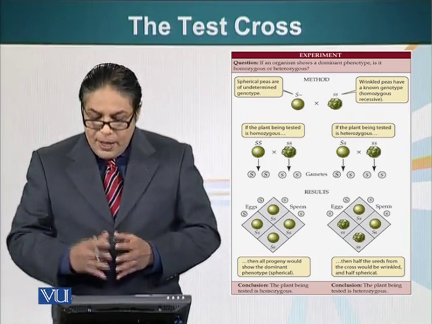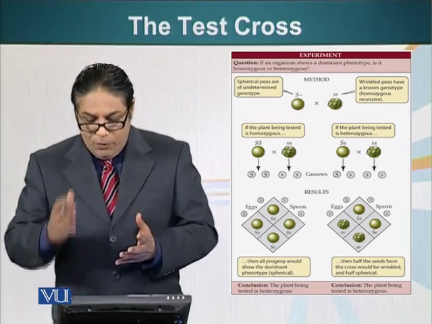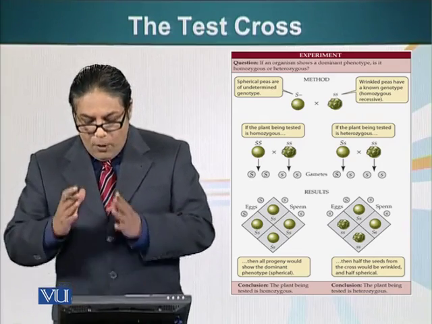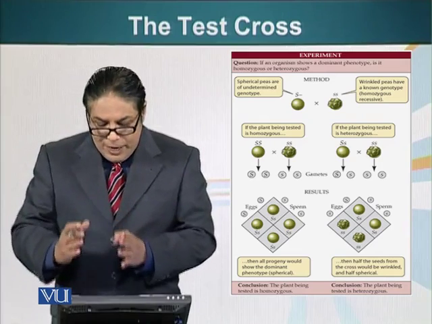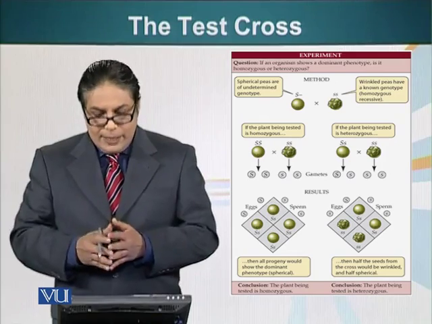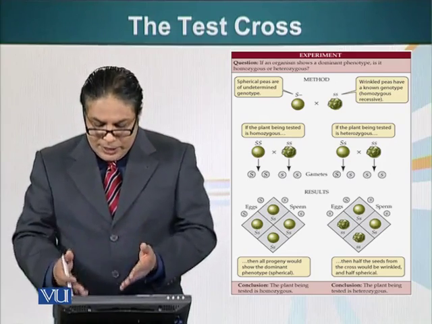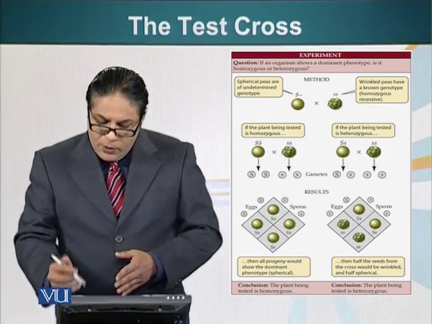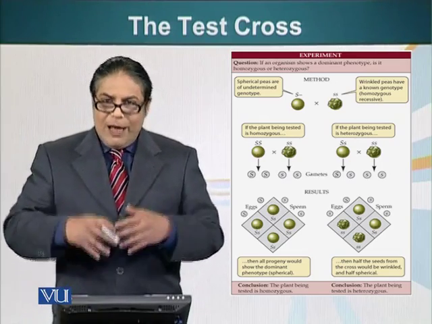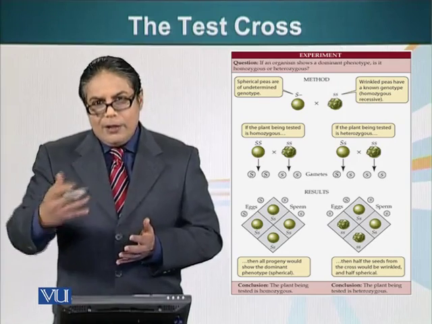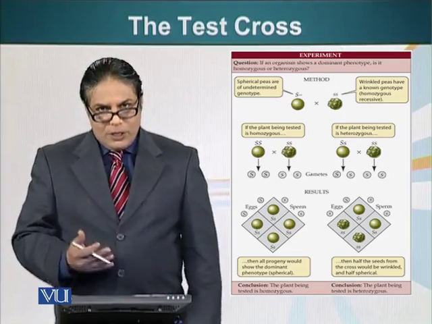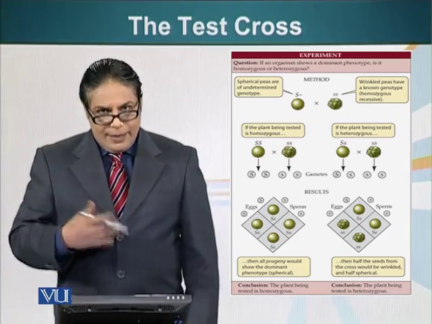On the other hand, if the unknown genotype was capital S, small s, half of the gametes of that particular plant will have capital S, the other half of the gametes will have small s. When we do this cross, as seen in the Punnett square, you can see 50%, half of the progeny will have wrinkled seed and the other half will have the spherical seed. We will continue our discussion of Mendelian genetics in the next module.